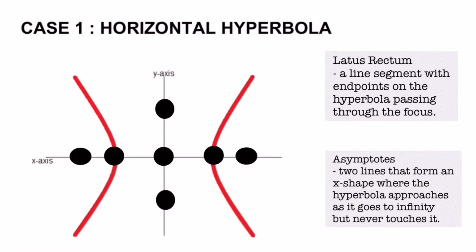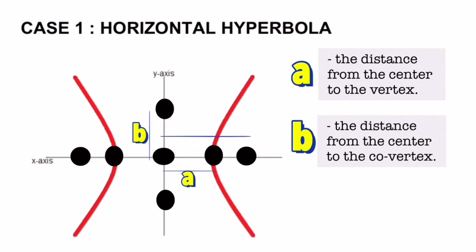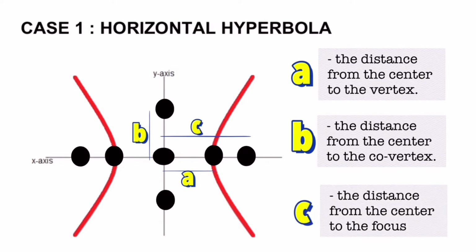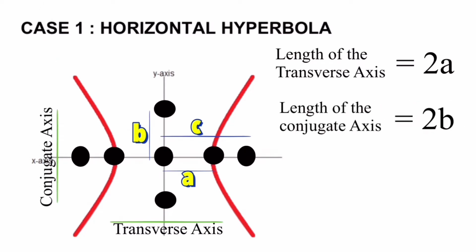Now, let's look at some important lengths of a hyperbola. The distance from the center to the vertex is represented as letter a. The distance from the center to the co-vertex is represented as letter b, while the distance from the center to the focus is represented as letter c. From here, the length of the transverse axis, from one vertex to the other, is 2a, while the length of the conjugate axis, from one co-vertex to the other, is 2b.